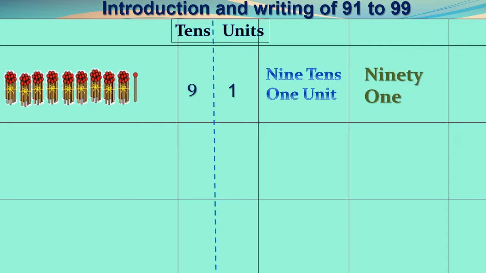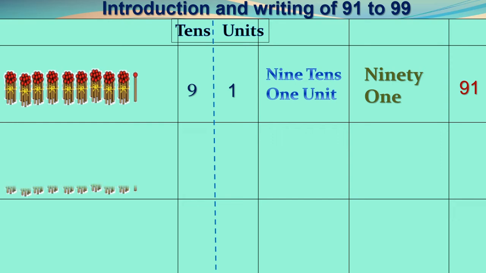91. N-I-N-E-T-Y, 90 and O-N-E, 1. How to write this? 90 and 1. Okay, in the numeral form. Now dear children, same procedure we will follow now. Let us add 1 matchstick in each step. And let us get a new number, that is nothing but the next number.